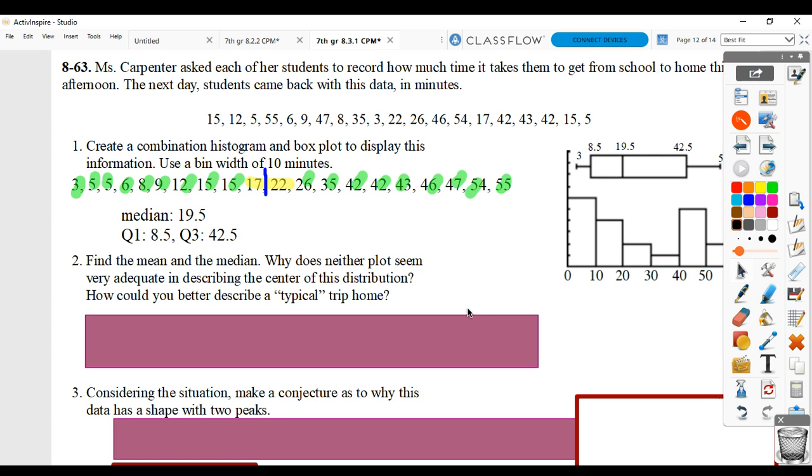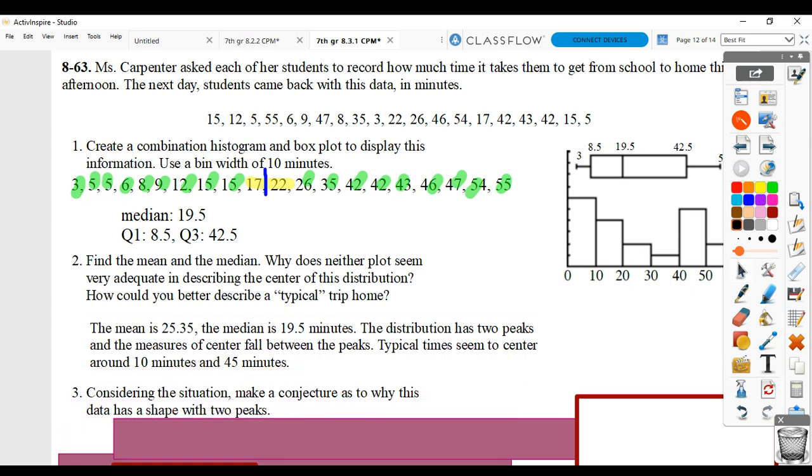And then for the second part here, they want you to find the mean and the median. Well, the median we've already found, and then the mean would be adding them up and dividing by how many there are. But what they want you to recognize is that neither of the values of mean or median gives us a better idea of a measure of center or typical trip home.